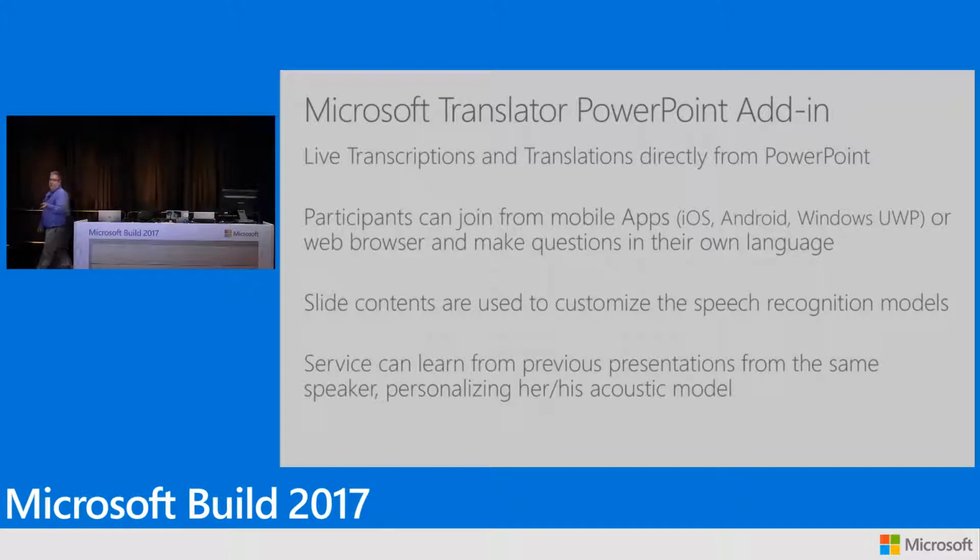With the translator plugin that Harry showed in the morning, you can have live transcriptions and translations. You can pick either the original language of the speaker or any of the other supported languages, display them on screen, and also connect from your mobile phone, as Harry has shown. We support iOS, Android, Windows, and web browsers, and you can join as a participant and ask questions in your own language. Basically, you can speak as Harry did in Chinese, and the other participants are going to see the translation in their own languages.